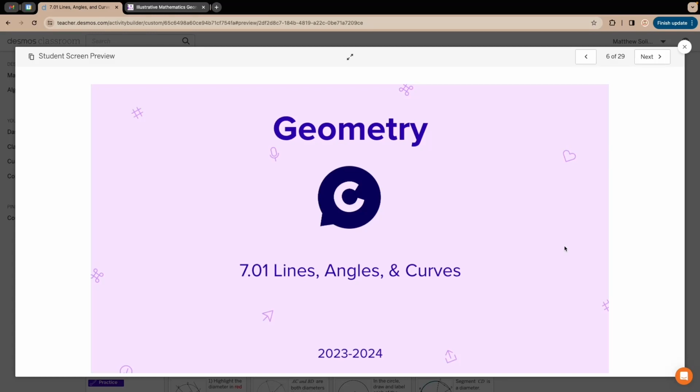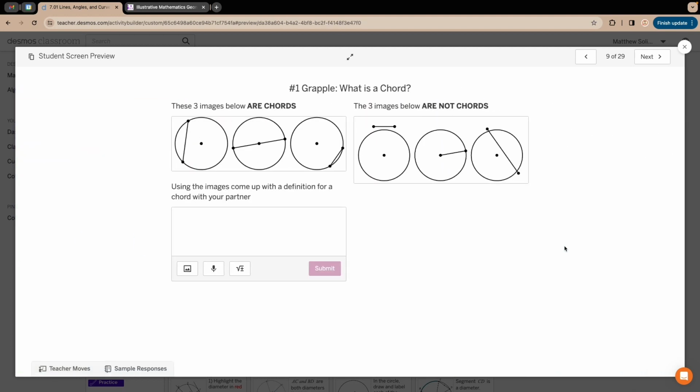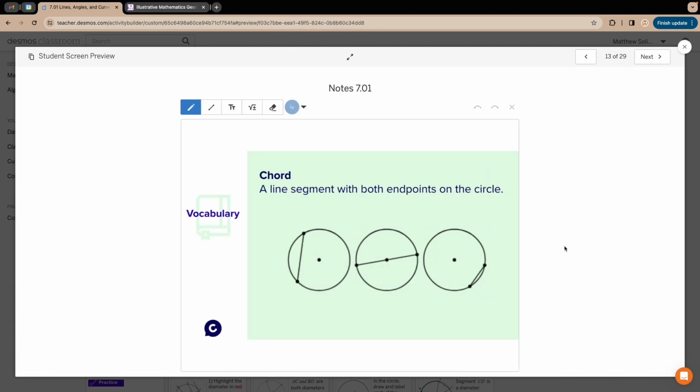Looking at the first lesson of Unit 7 here, we really just talked about vocab today, so super important vocab words to make sure you know going into Unit 7. So I'm going to skip ahead. But the first vocab word we talked about was a chord.